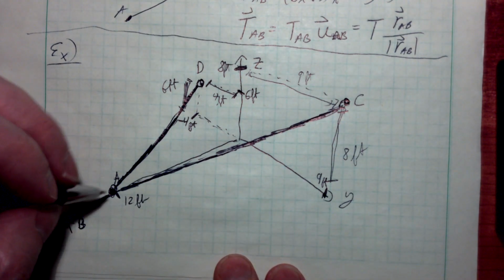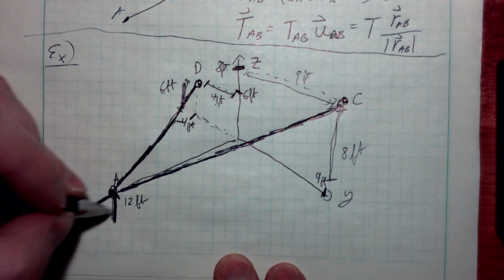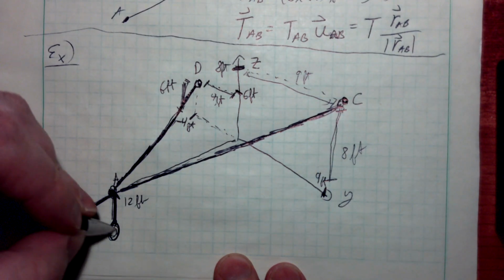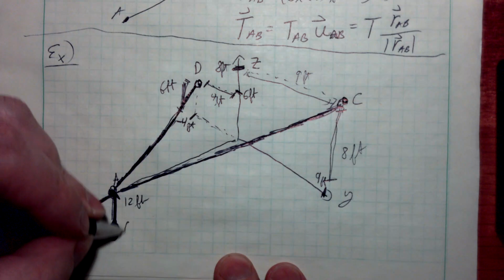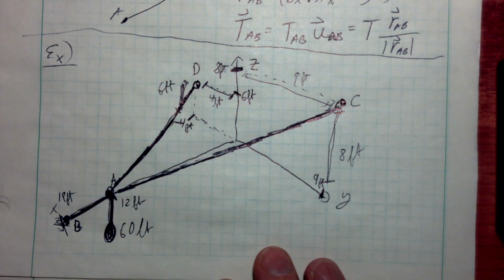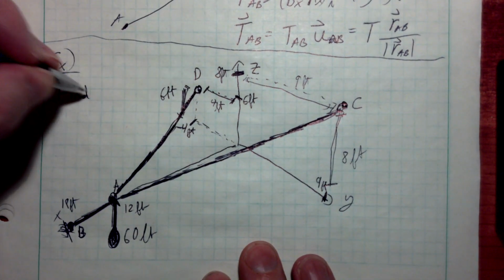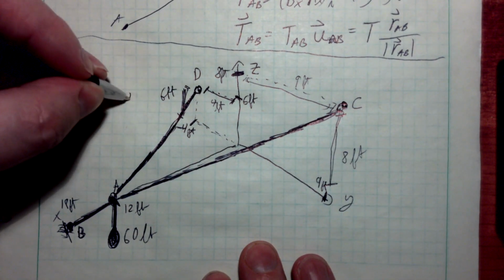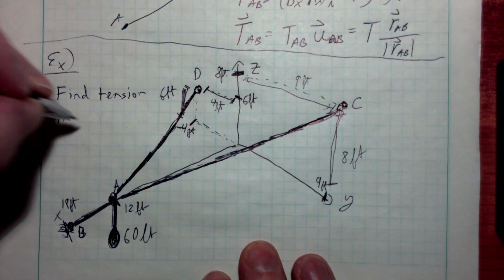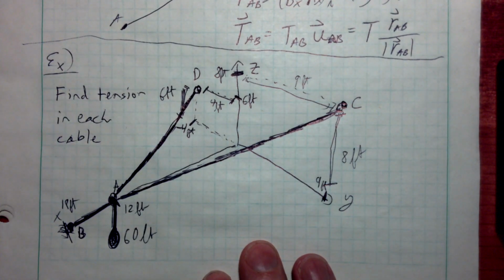And then at point A, we are suspending a 60-pound weight. Okay. Not too bad. Not the best drawing I've made of this before, but not too bad. The problem will say, find the tension in each cable.